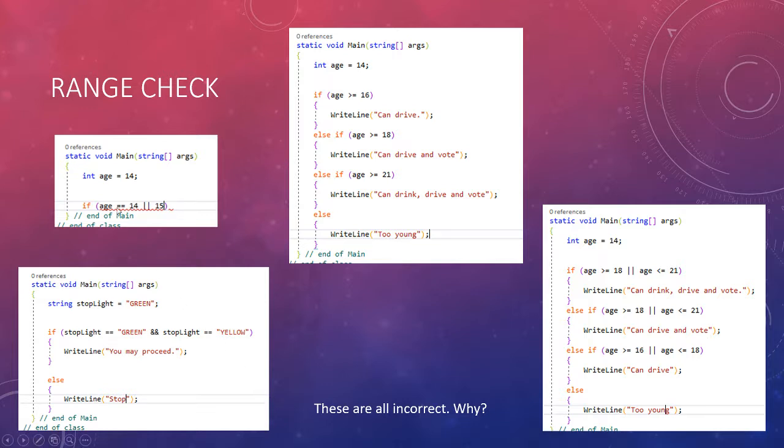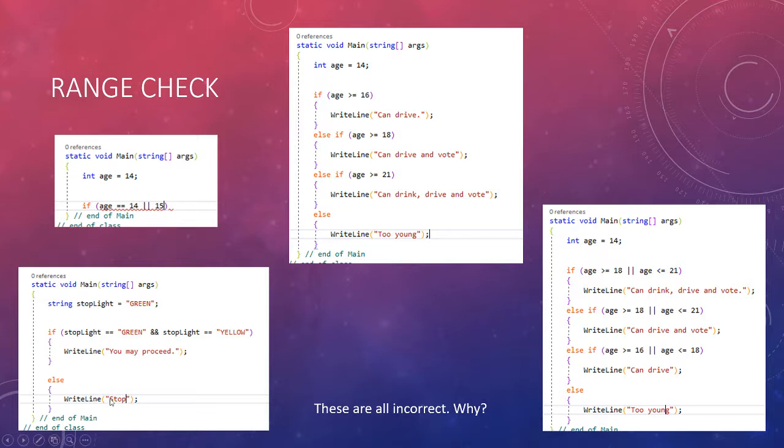So this example is incorrect because we need to have a left operand, a conditional, and a right operand on each side of our logical operator to make a complete condition. We can't just have this number 15 hanging out here in space. So to fix that, we would say if age equals 14 or age equals 15. That would be the correct syntax.